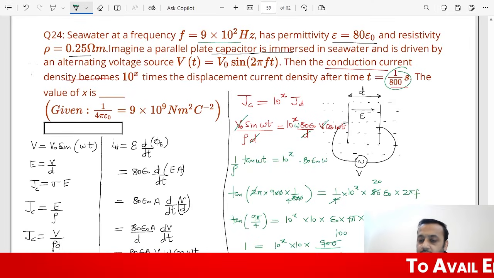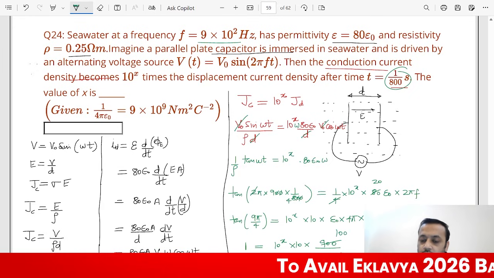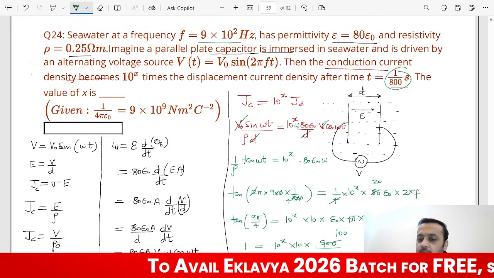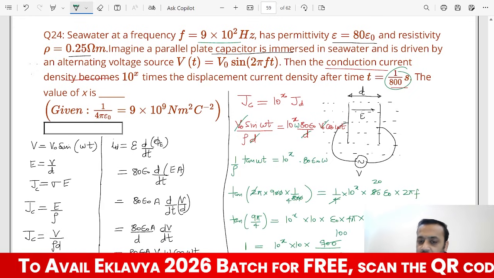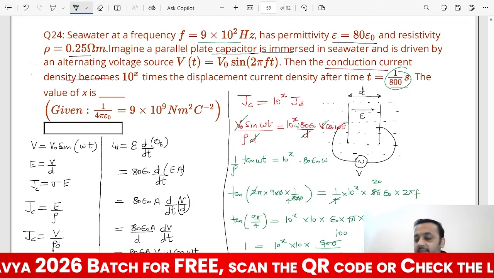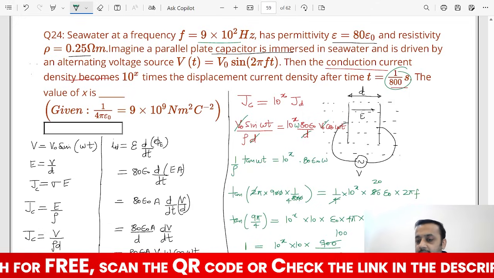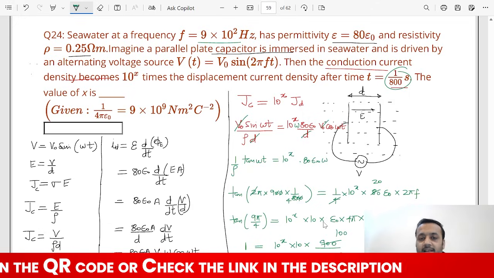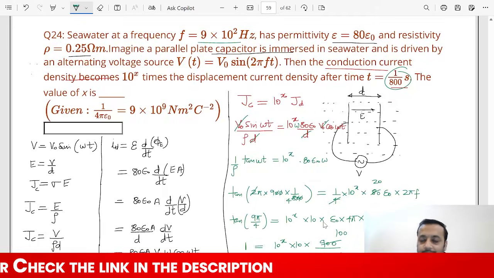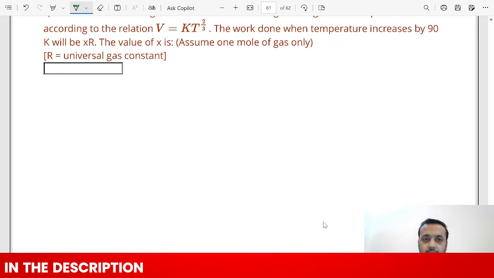So you can see what we are getting is 10 to the power x is equal to 1000 upon 10 to the power 9. If we take it to the other side, it will become 10 to the power 6. Hence x becomes 6. So our answer will be 6 for this question. All right, let's see the next question.